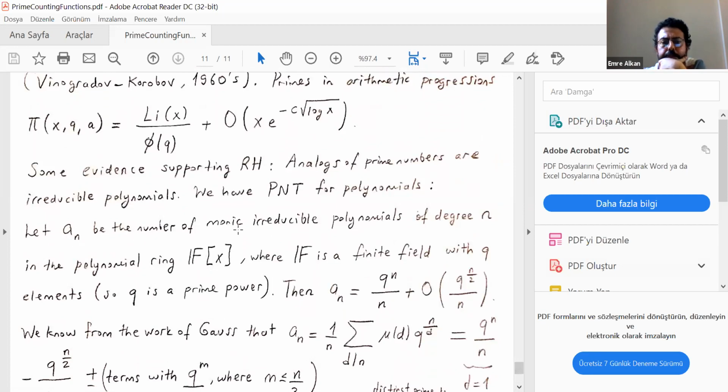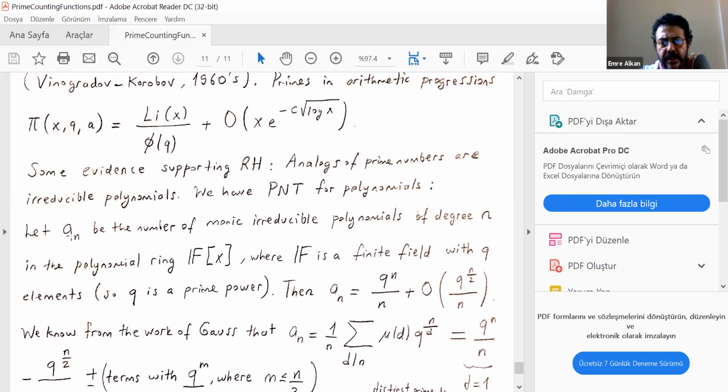So let A_n be the number of monic irreducible polynomials, monic for convenience, of degree n in the polynomial ring F[x], where let's take F to be a finite field with q elements. So q has to be a prime power, okay? Of course, Gauss looked at such things. I mean, there is structure here coming from algebra, of course, from the polynomial ring. And Gauss was very interested in such objects. And his famous, influential book, the Disquisitiones Arithmeticae, is full of results like this, okay? He just settled the foundations.